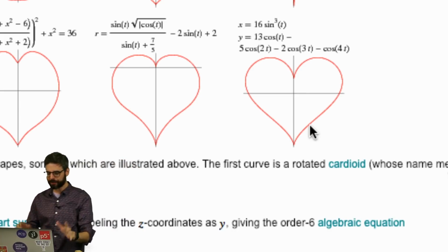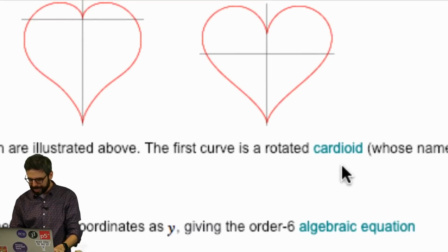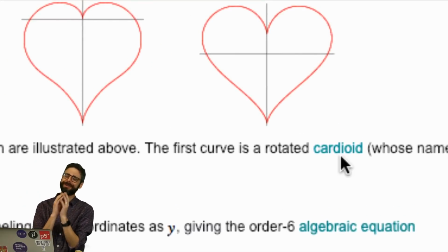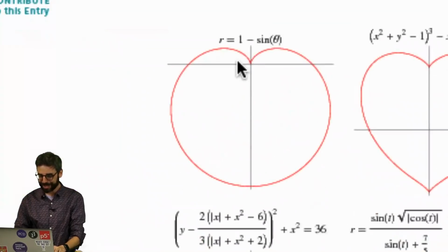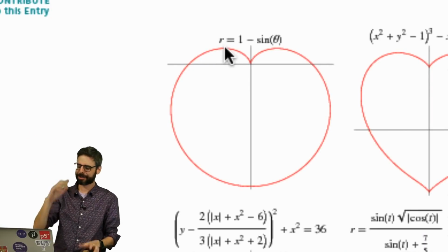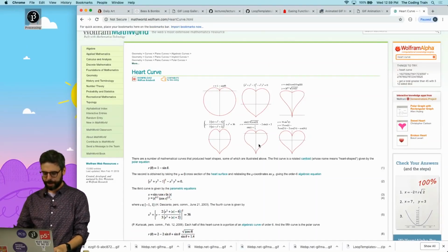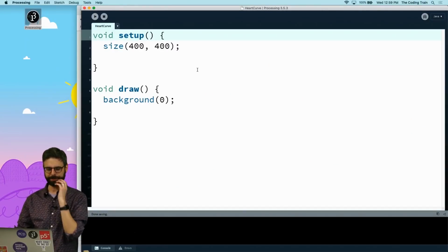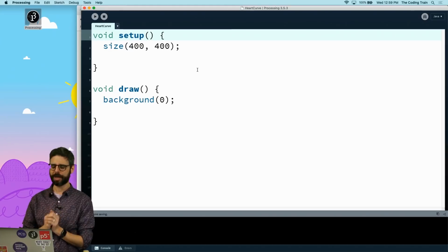So there are a variety of different techniques for this. Oh, look, rotated cardioid. Oh, I love the cardioid. I have a whole video about the cardioid. And we could just graph the cardioid with 1 minus sine of theta. So many ways we could make the cardioid. But let's go to Processing. My happy place, my love, my true love, Processing.